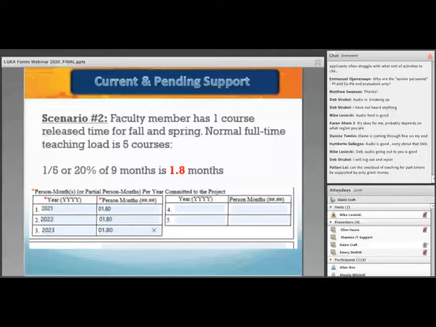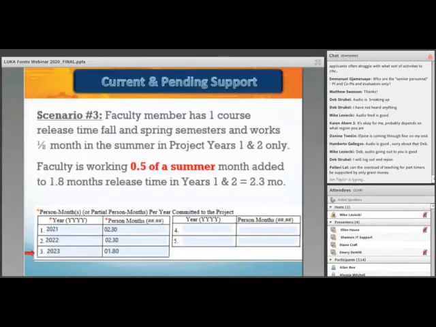In this example, I assumed a 9-month contract, a full-time teaching load of 5 classes, and 1 course release time per semester to be provided by the grant. This will be 1.8 person months for the year. If the release time for this person is just for 1 semester instead of both semesters, then you would report half as much time in months, or 0.90 person months for the year.